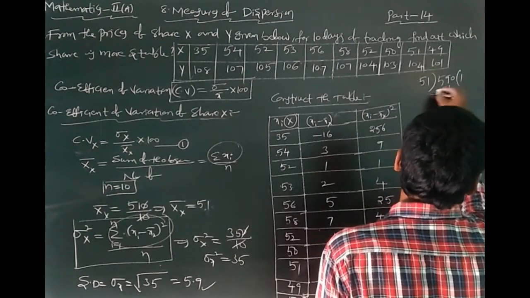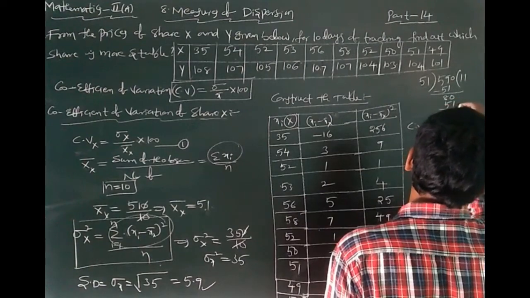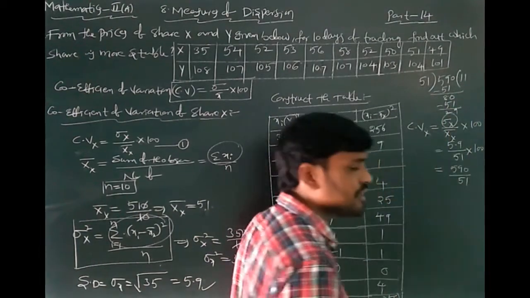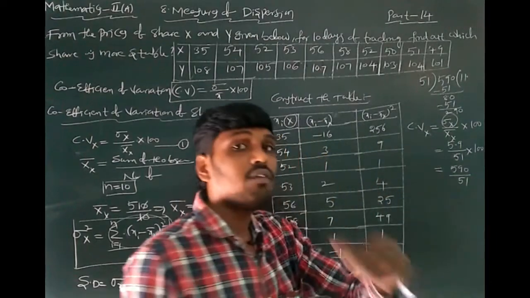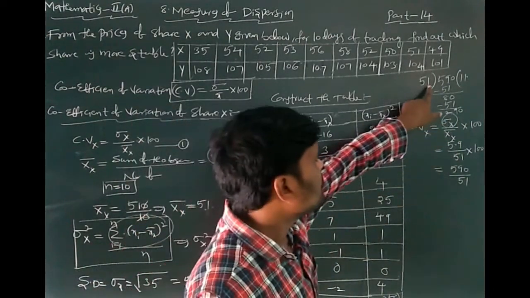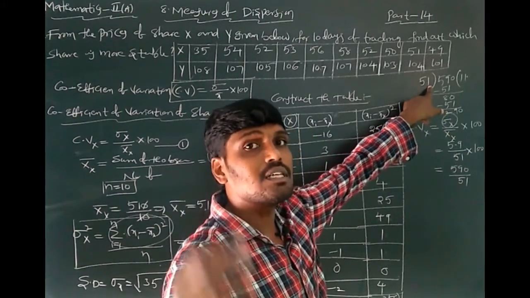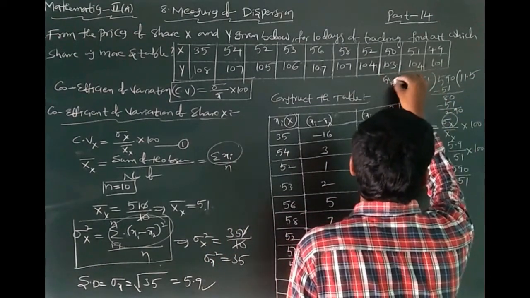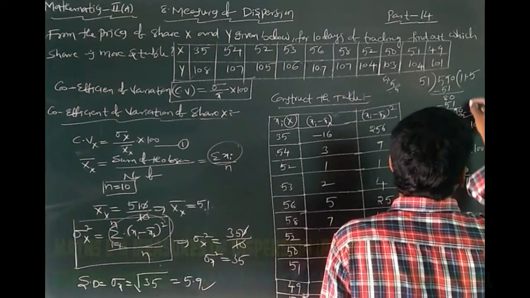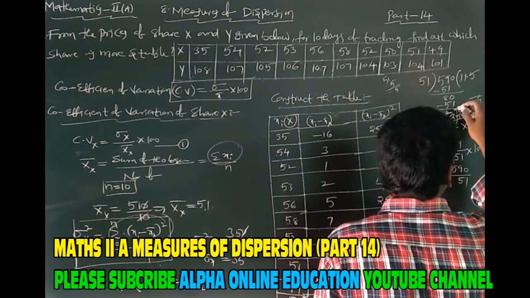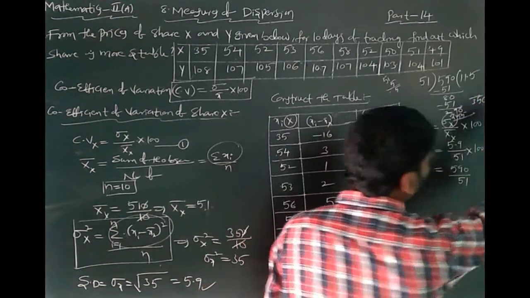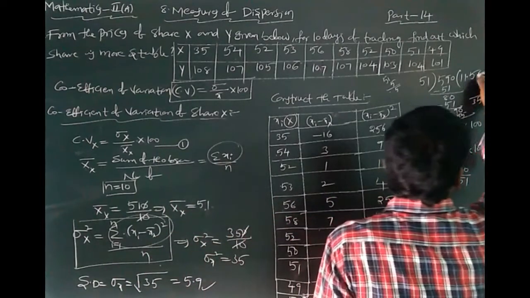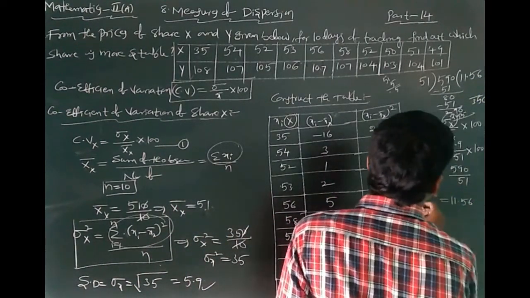Now resolve 590 by 51. 51 ones are 51, remaining 0. Take the next digit, then a decimal. 51 fours are 204. 51 fives are 255. 51 sixes are 306. 51 sevens are 357. The approximate value is 11.56.